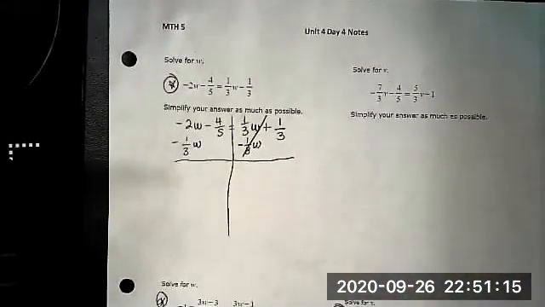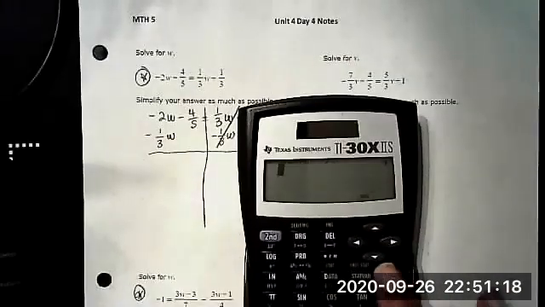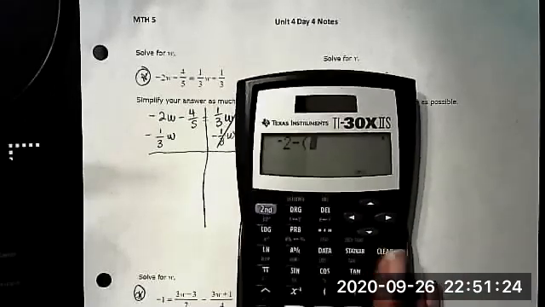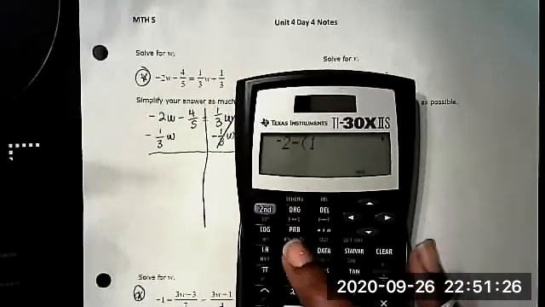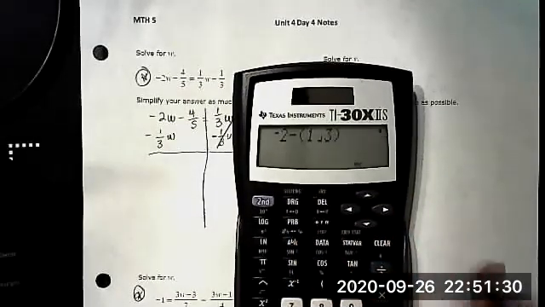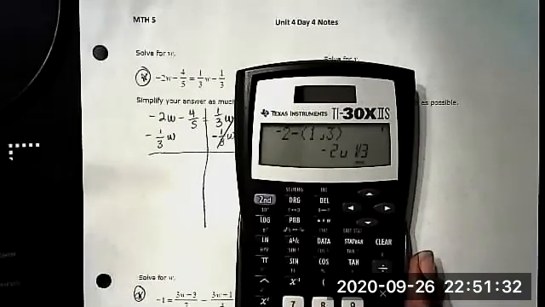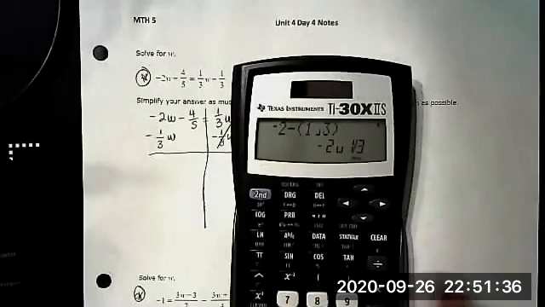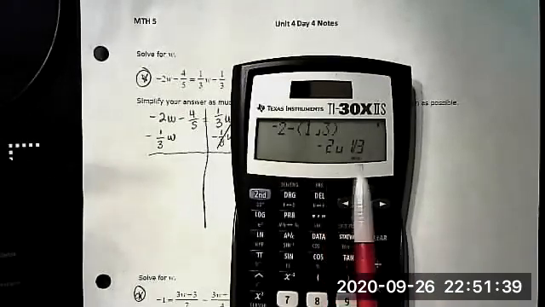So then we have basically -2 minus parentheses 1/3. I'm going to use this as the division sign, 1 divided by 3. And my answer is going to be, look, it says -2 and 1/3. So I don't want a mixed number. It's giving you your answer as a mixed number.